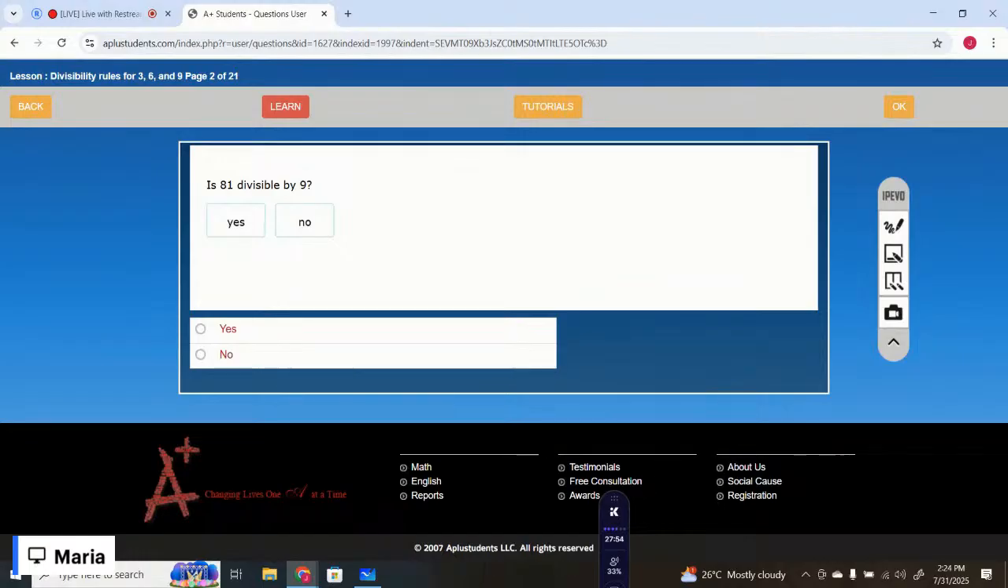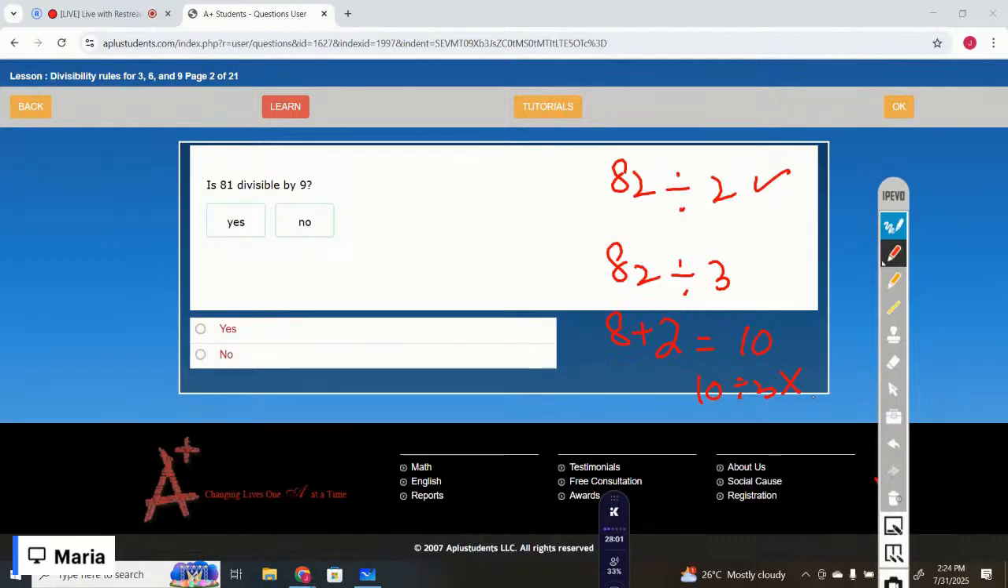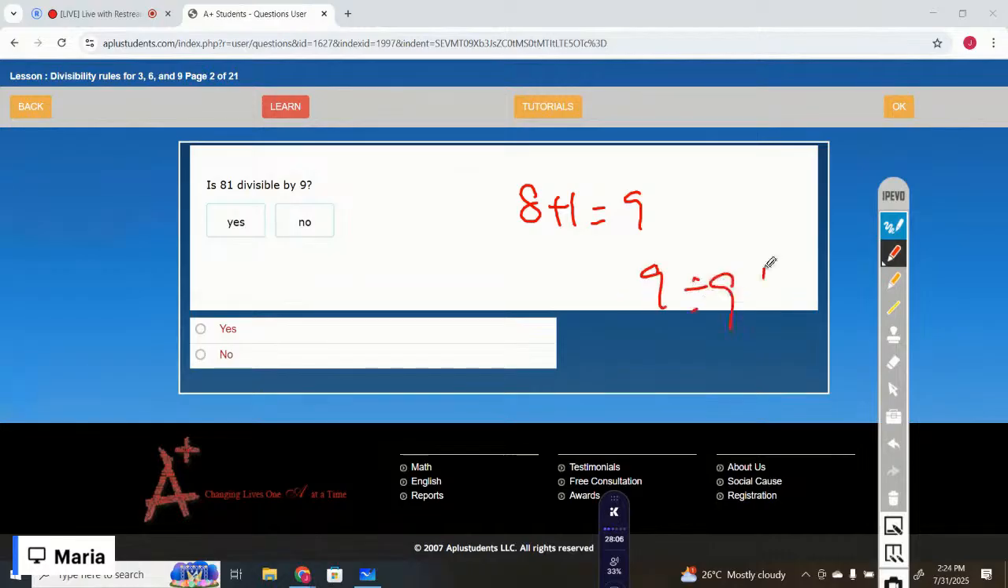Is 81 divisible by 9? So the divisibility rule for 9 is the sum of the digits must be divisible by 9. So let's just add them. 8 plus 1 is 9, and 9 is divisible by 9. So the correct option is yes, 81 is divisible by 9.